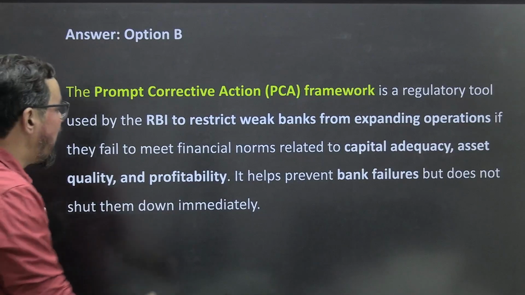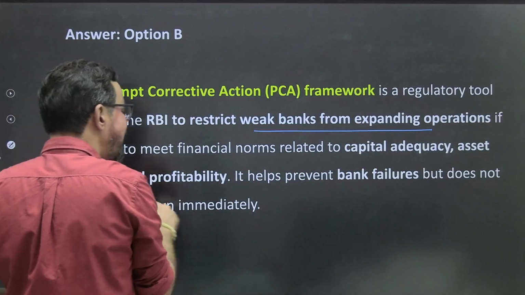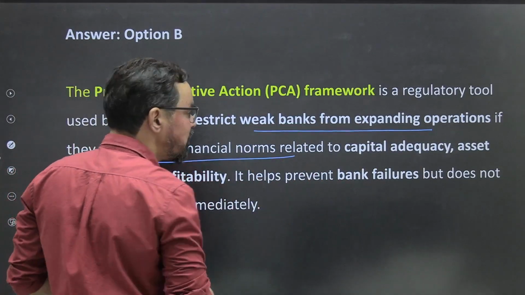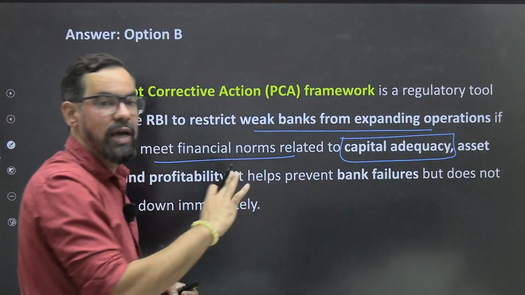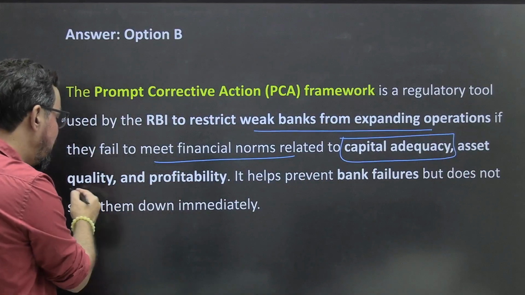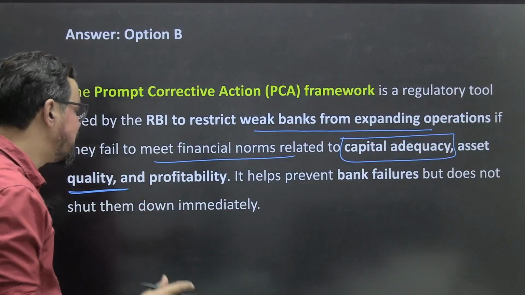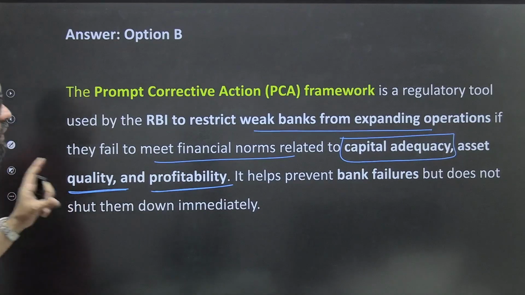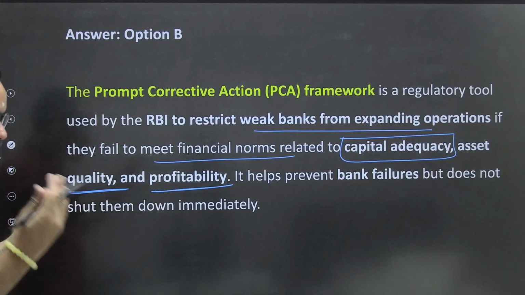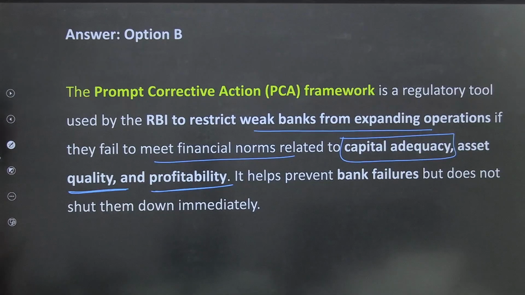So RBI restricts weak banks from expanding operations if they fail to meet financial norms related to capital adequacy requirements. That means CRAR. Okay. Asset quality, that is linked with your net non-performing assets, and profitability measures. So these were the three key indicators which RBI uses to monitor bank performance. It helps prevent bank failures but does not shut them down immediately.